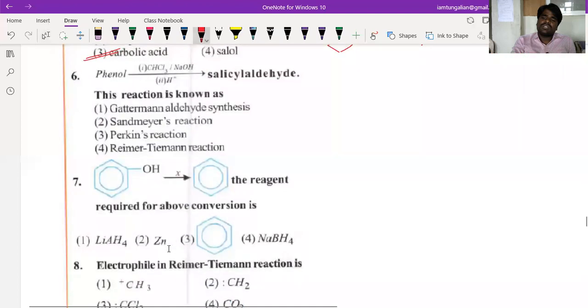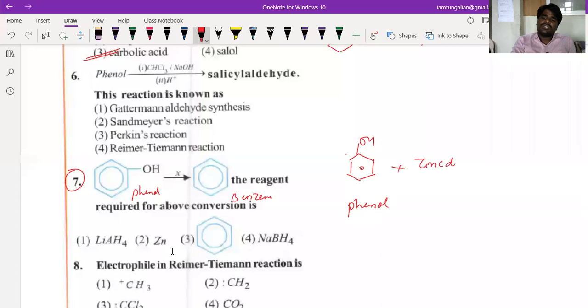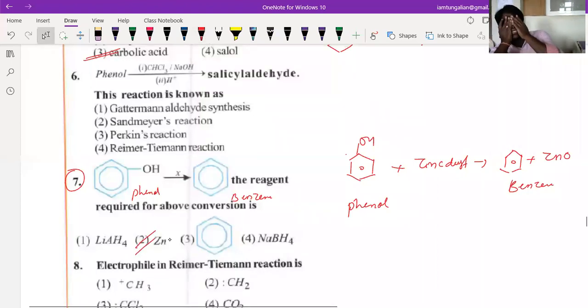Look at question number 7, beta. Here phenol is being converted into benzene, in the presence of which particular reagent? What is the reagent needed for conversion of phenol to benzene, beta? See, when phenol is treated with zinc dust, it will be converted into benzene plus zinc oxide, beta. This is your benzene. So what is needed here? Zinc dust is needed. Is that clear, beta?